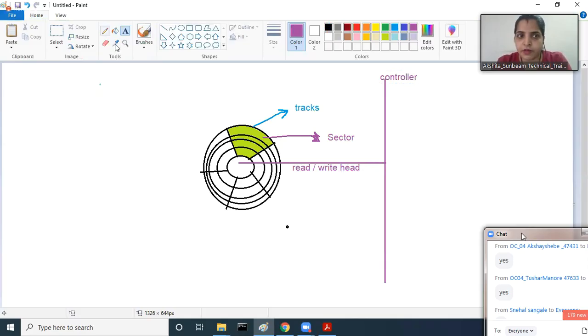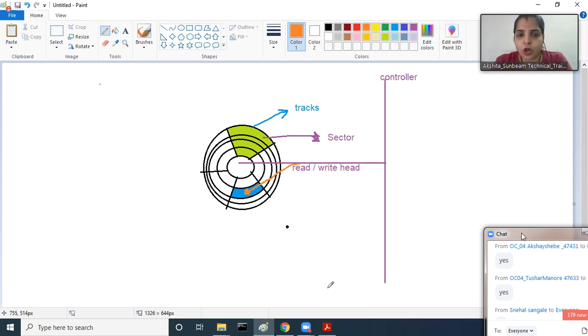Whenever a user requests, suppose a user says, I wish to read the data from, let us say, this sector number and this track number. At that moment, this read write head is brought to this location on the disk, and the read or write operation is performed.